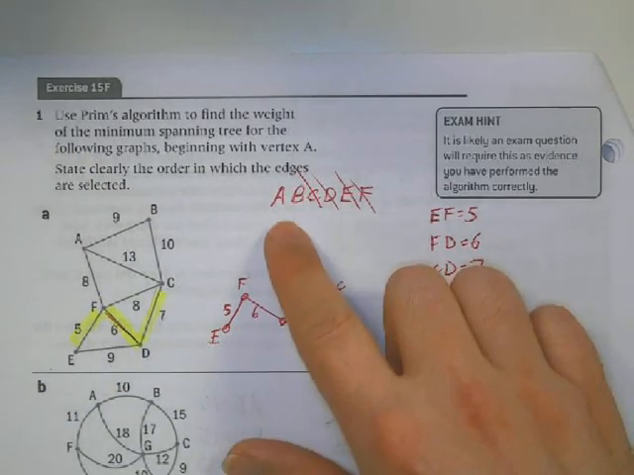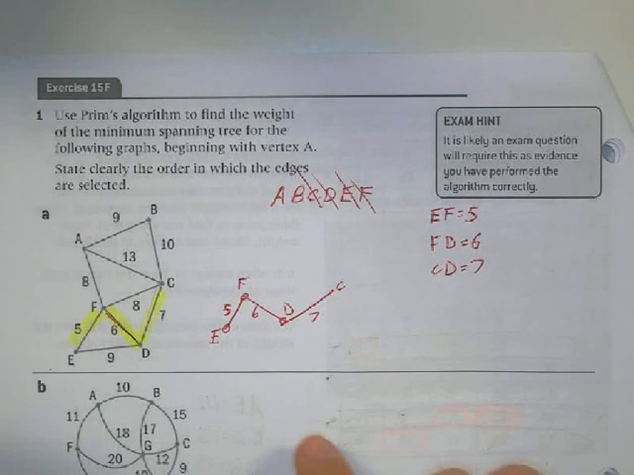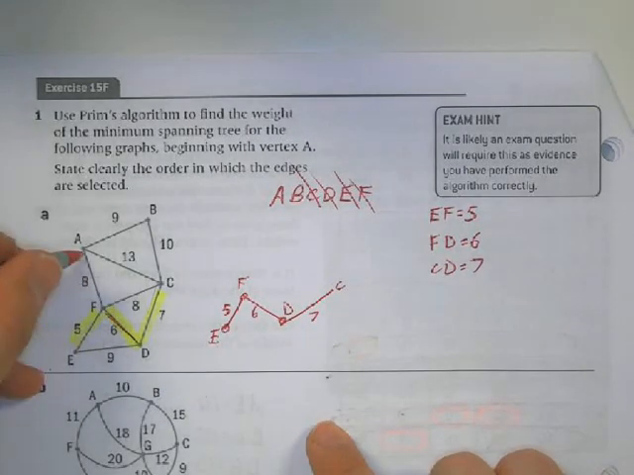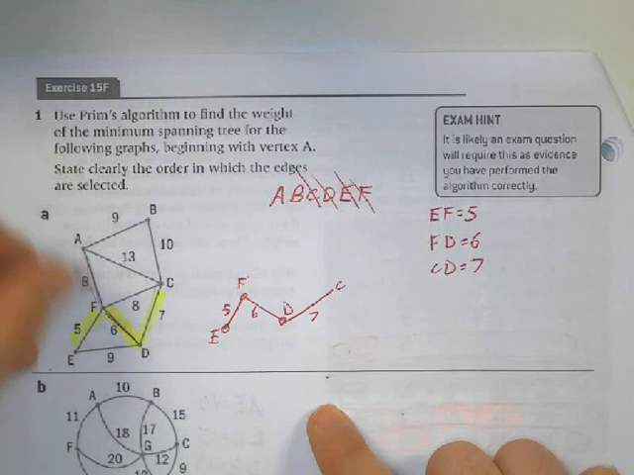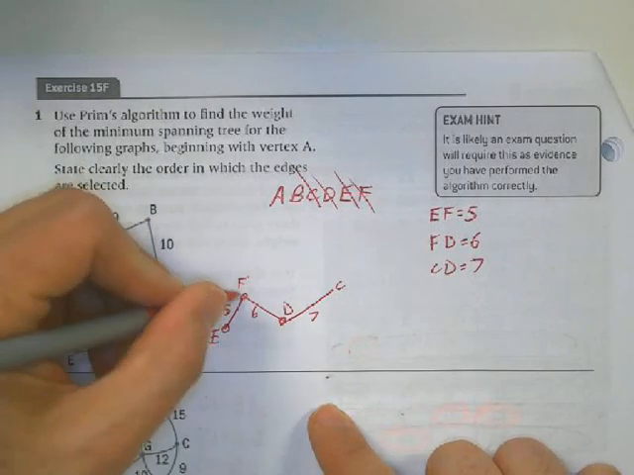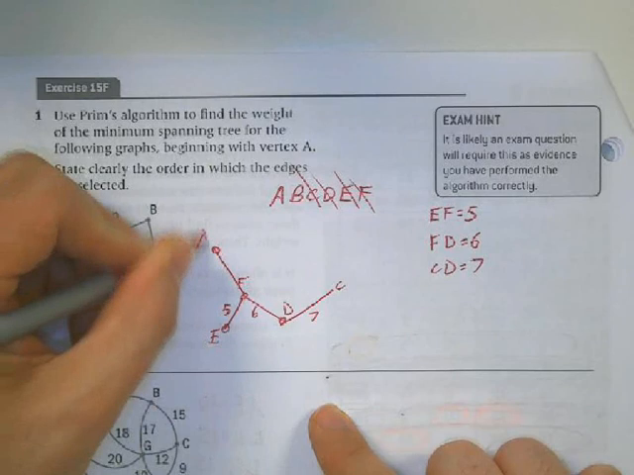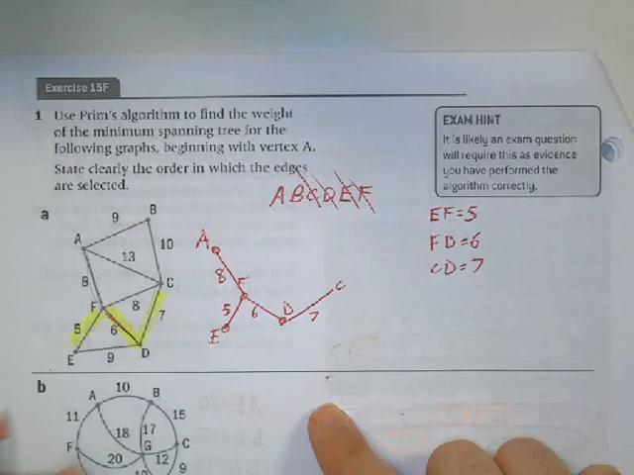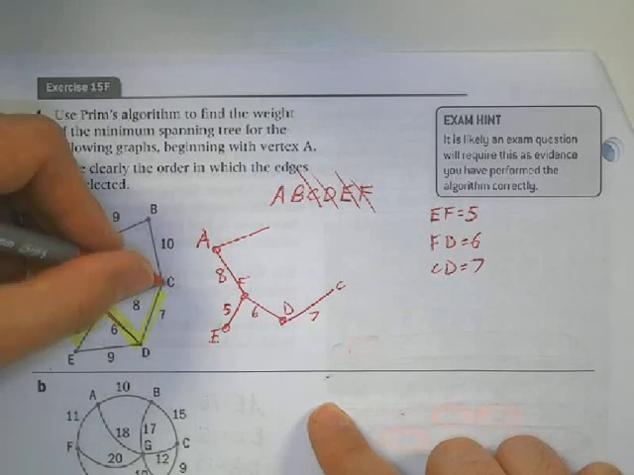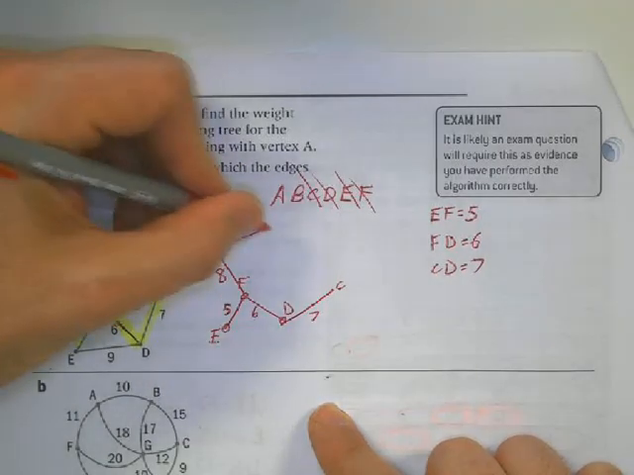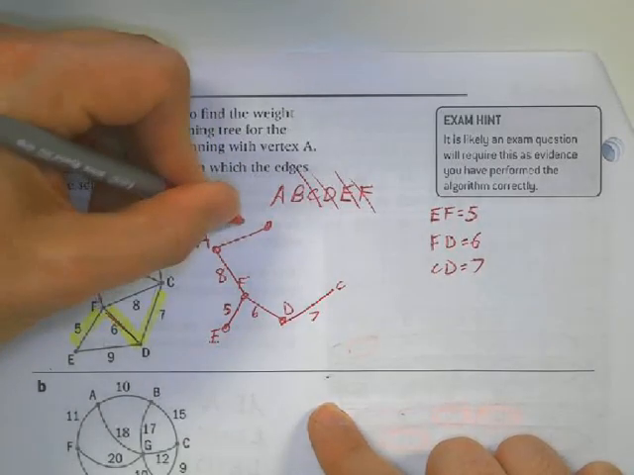Okay, we need to connect A and B. So the shortest next one after that is A, which is 8. So we go from F to A, 8. And then to go from A to B is next, because that's shorter than going from C to B, and that is 9.